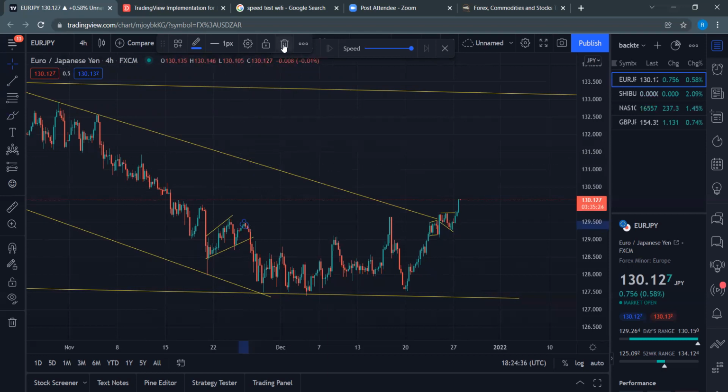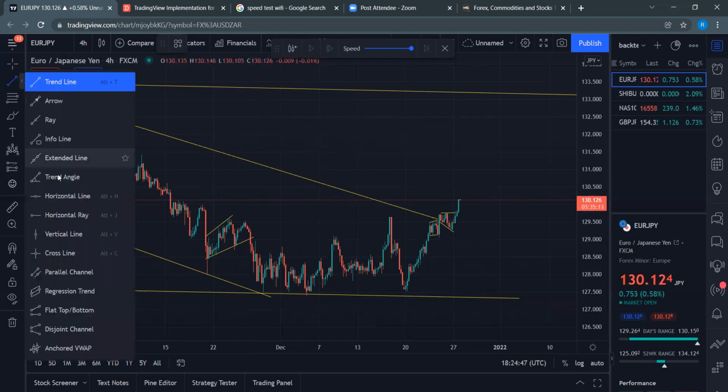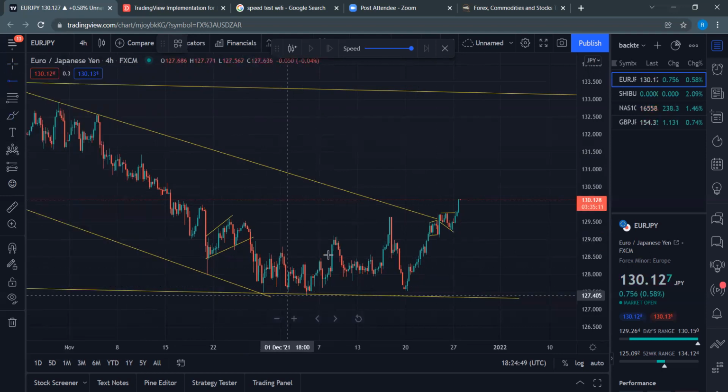Let me just take this out. Okay. Then we had this impulse, and then we just had this correction. And then what we can see now is that in this correction, this move formed a pattern.